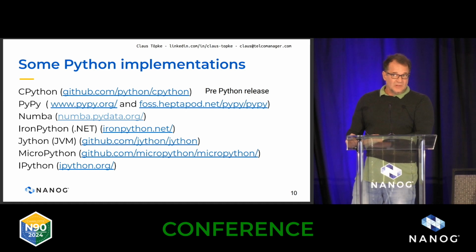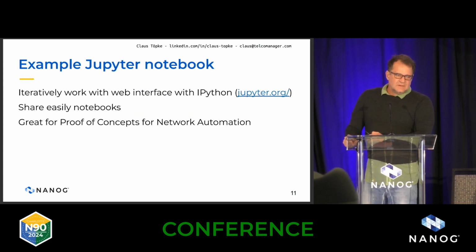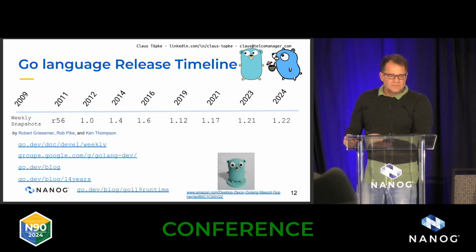But there's also a good reason. The other implementations will probably not work for the latest version. So if you have the latest version of Python in mind and you want to run it on your computer, probably it's not going to work in PyPy or Numba or Jython or MicroPython, etc. So you have to see which version you are using, and then you can use another implementation. There are also other things like Jupyter notebooks for network engineers to do proofs of concept.